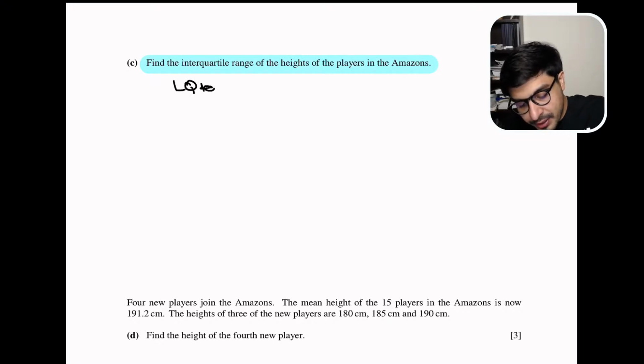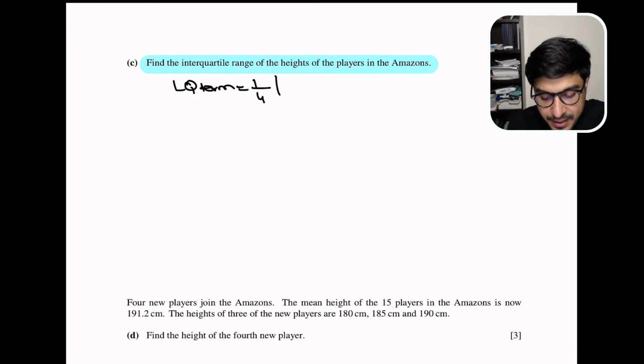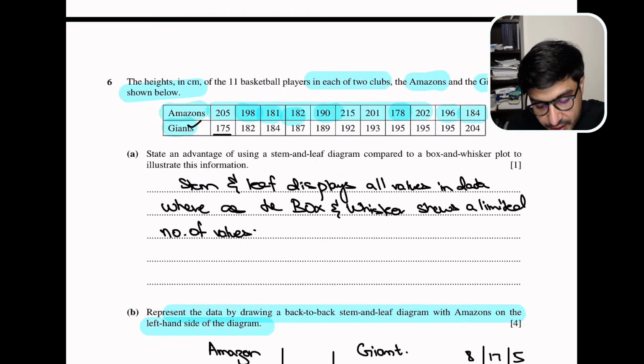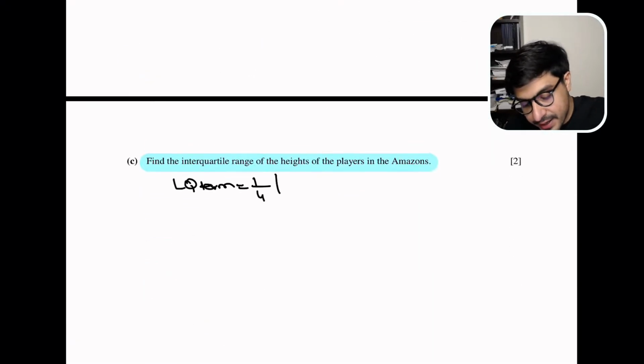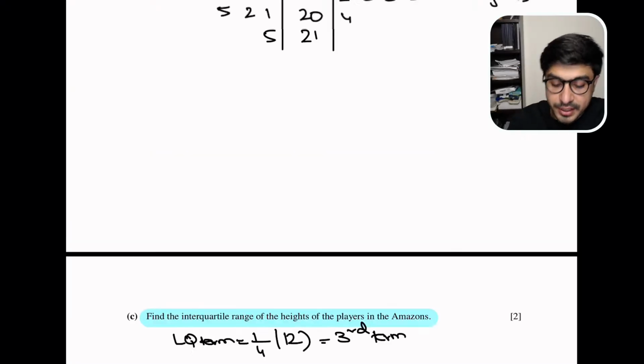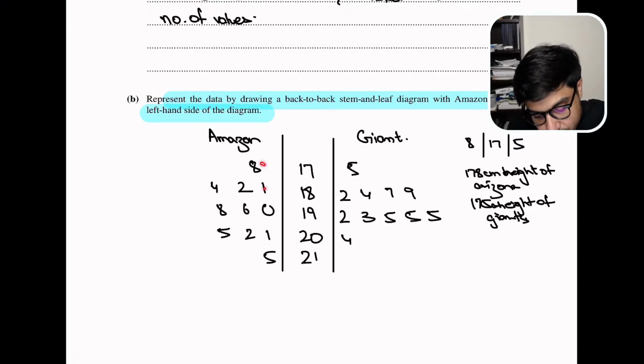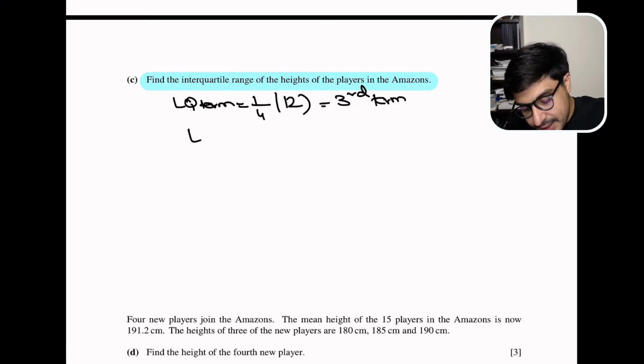lower quartile term. The lower quartile term is figured out by 1 over 4 multiplied by n plus 1. How many number of values are there? So there are 11 values, so 11 plus 1 is going to be 12, so it's going to be the third term. So third term, अगर यहाँ देखते हैं तो एक term, दो term, तीन term. So third term is going to be 182. So lower quartile is going to be 182 for Amazon.